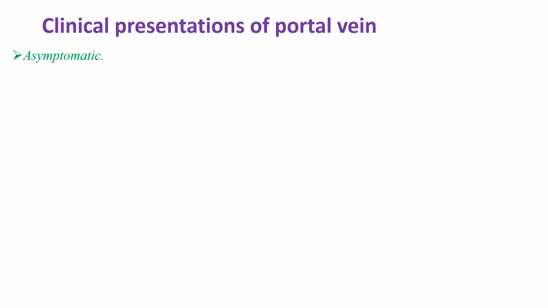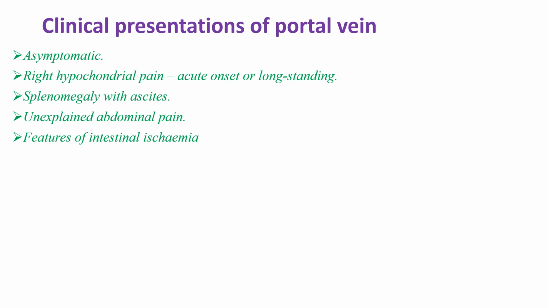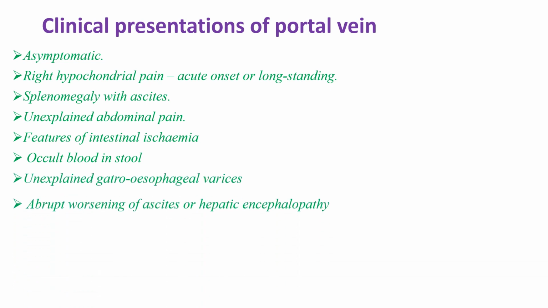Regarding the clinical presentation of portal vein thrombosis, the majority are asymptomatic, so you can miss them until they develop some symptoms from either collateral circulation or development of varices. These include right hypochondrial pain, which can be acute onset or long-standing. Splenomegaly with ascites, because the splenic vein drains to the portal vein. This causes a huge burden or accumulation of venous blood in the spleen, causing splenomegaly. And unexplained abdominal pain, features of intestinal ischemia, occult blood in stool due to bleeding from varices, unexplained gastroesophageal varices, and abrupt worsening of ascites or hepatic encephalopathy.